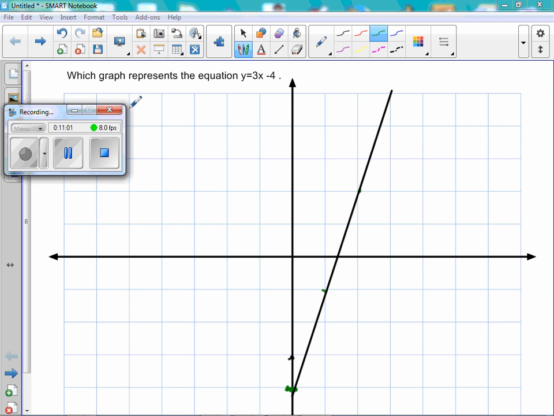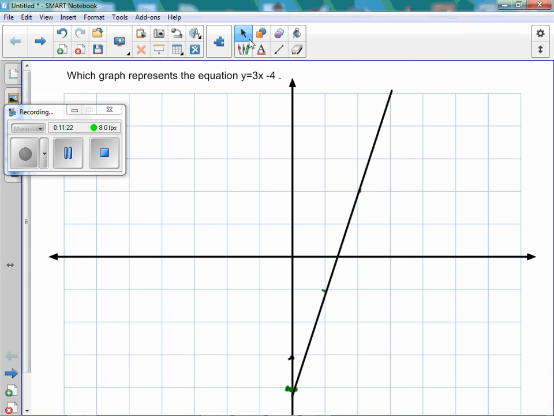Okay, next question. Which graph represents the equation y equals 3x minus 4? As you see, there's only one graph here. So I just put the right one here so you'll know how to determine which one is correct. The easiest way is to just look at what you have been given. You know the y-intercept is -4.